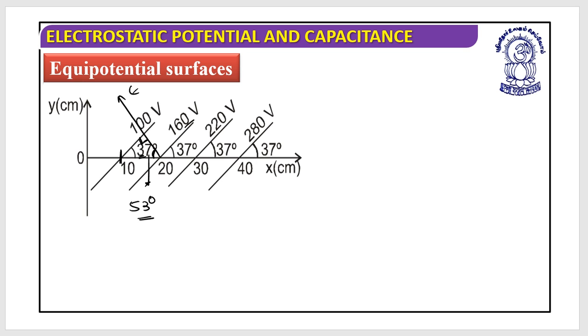And this separation is 10. What I am looking for is E equals delta V divided by delta R. Working on the magnitude, E equals delta V by delta R. So I need to find out this distance, where this point is A and this is B. I need to find out the distance between A and B.